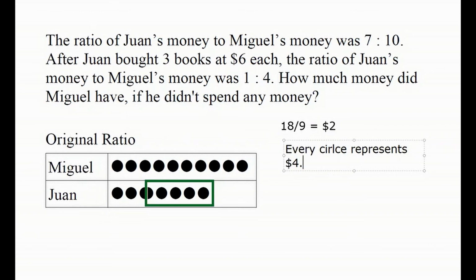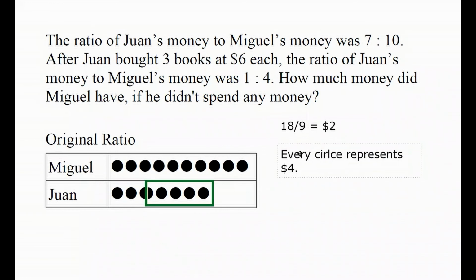Now, if every circle represents $4, how much money does Miguel have? Well, Miguel has 10 circles. The 10 circles represent the entire amount Miguel has. Each circle represents $4. So Miguel must have 4 times 10, or $40. That's my final answer.